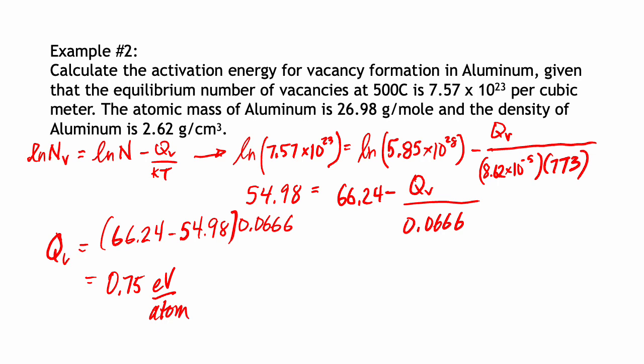And Q is usually between 1 and 3 electron volts per atom. Okay? All right, so I'm going to end this video here. We're about halfway through the topic, and then I'll pick up with a second video for the second part of the class.